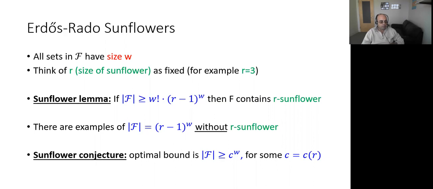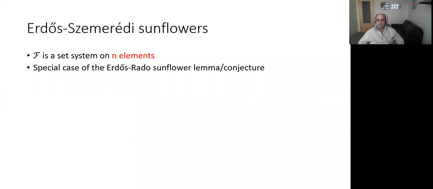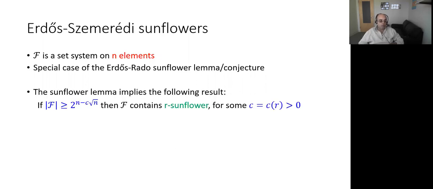I'll tell you a bit about the progress in a couple of slides. Let me first talk about the Erdos-Szemerédi variant. The Erdos-Szemerédi sunflower question is where we don't bound the size of the sets, but instead we bound the size of the universe. So we have a set system on n elements. Sets could have whatever size they want, but you can think of size n over 2. It turns out this is a special case of the Erdos-Rado sunflower lemma and the sunflower conjecture. If you take the sunflower lemma and plug it into this framework, you get the following result: if you want an R-sunflower for every constant R, then the number of sets you need is exponential in n minus some constant times root n. This constant depends on R.